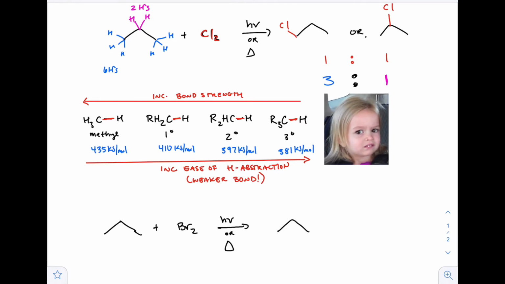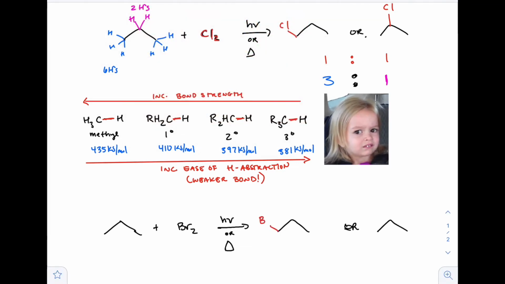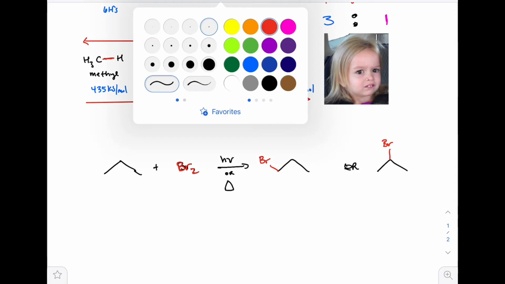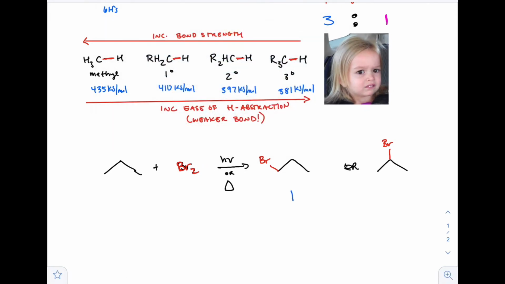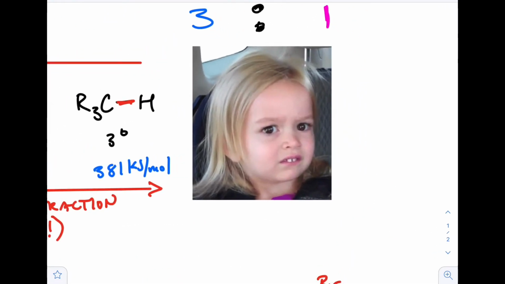Okay, so let's take a look at the bromine halogenation of propane. So we have elemental bromine in the presence of heat or light and propane. We're still going to get two products, right? We get one bromopropane and two bromopropane. But we got one on the left, right? One bromopropane, but 99 on the right. So that means we're forming 99 two bromopropanes for every one bromopropane.